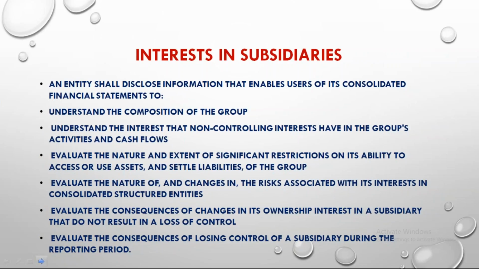Evaluate the nature and extent of significant restrictions on its ability to access or use assets and settle liabilities of the group. You may be controlling, but certain assets are restricted. Now, for example, sometimes in Sri Lanka, when they form a company, they can own the assets, but they can't sell some of the assets to foreigners. So the land, in most countries it happens, they can't sell it to a foreigner. So there's a restriction, so that must be disclosed.